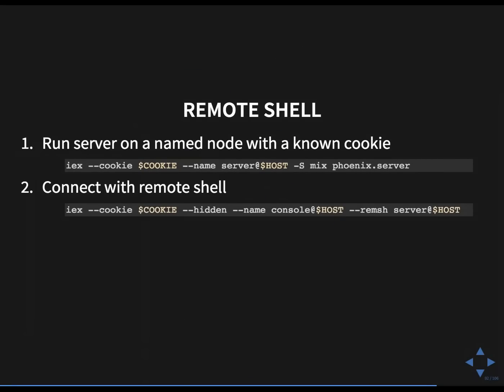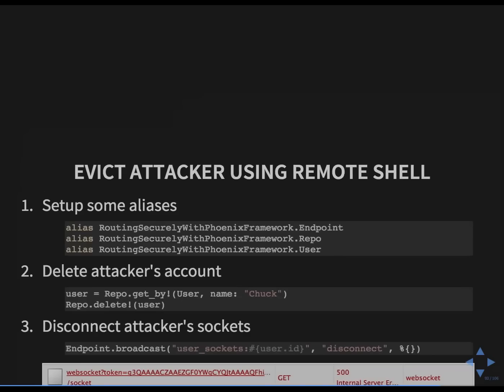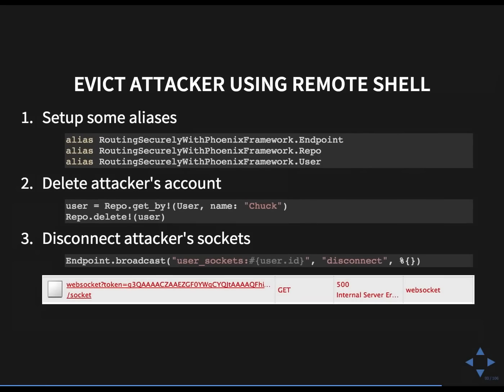I'm going to assume we were running the server on a named node so that we can connect with Erlang --remsh or remote shell to run commands to delete Chuck and disconnect his sockets without needing to restart the server. So this isn't just like running Rails console and we have access to the database. This is actually connecting to a live Erlang node. So we're in the memory of the running server. And that's possible because you can just have more processes inside of Erlang. These would also be great things to target with Metasploit.